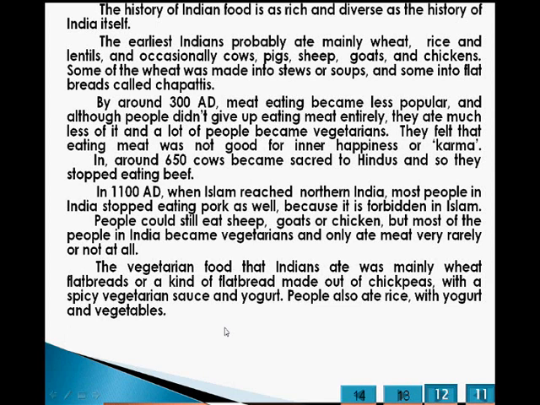Okay, so what is the vegetarian food? It is mainly wheat flatbreads, or the flatbread made out of chickpeas. Okay, and of course they had spicy. Of course, all of you know that Indian food is very spicy.